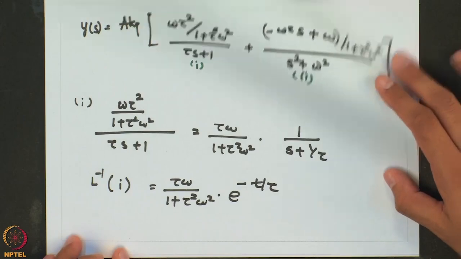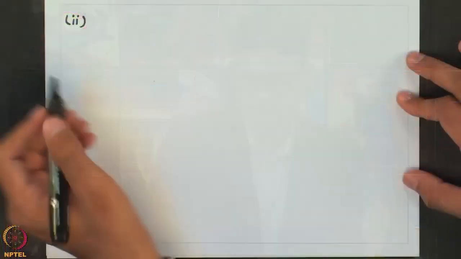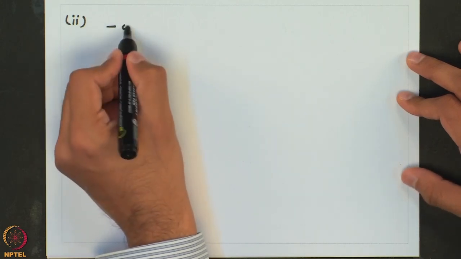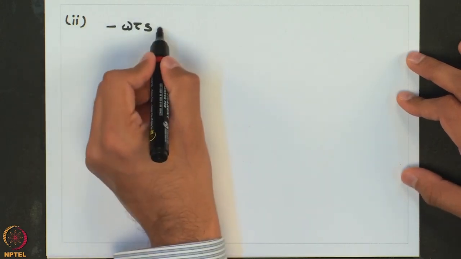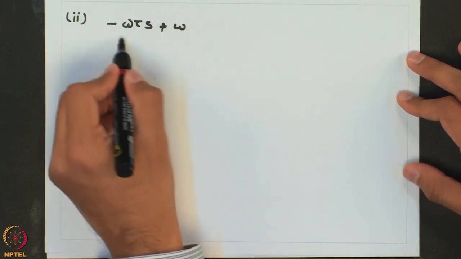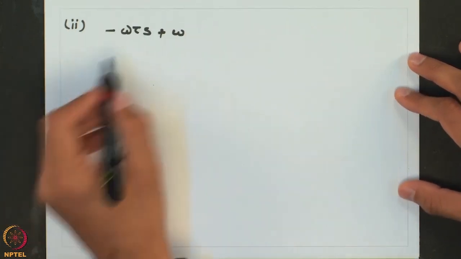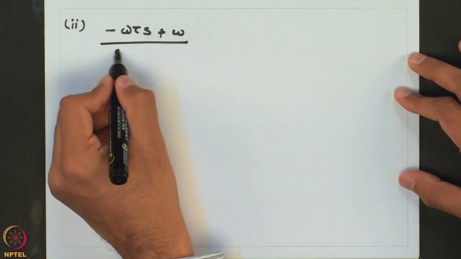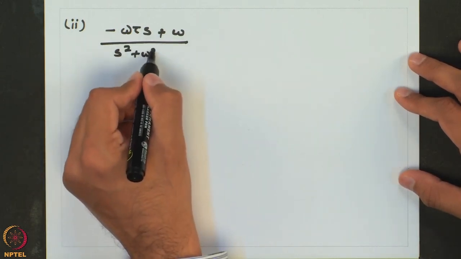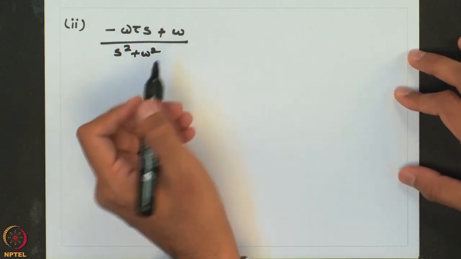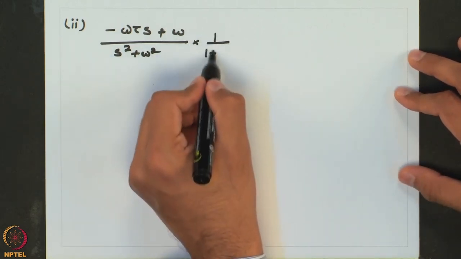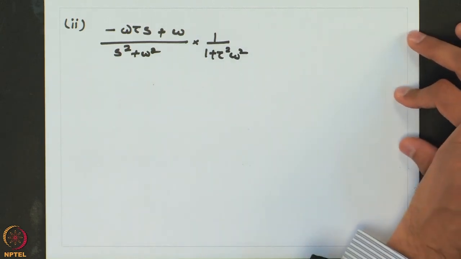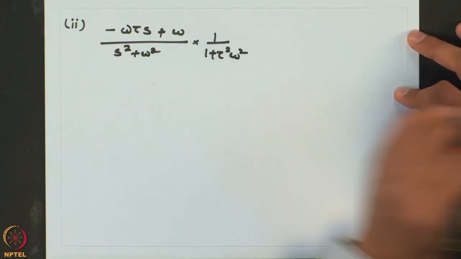Now let us look at the second term. The second term is minus omega tau s plus omega over s square plus omega square into 1 over 1 plus tau square omega square. So we'll try to write it down as sines and cosines.